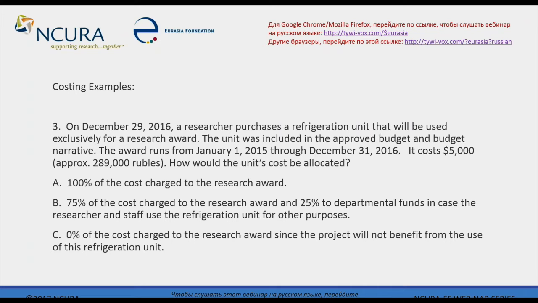The answer is C. The determining factor in this scenario is the date of the purchase. Since it was purchased only 2 days before the award's end date, this unit does not benefit the work of the project.